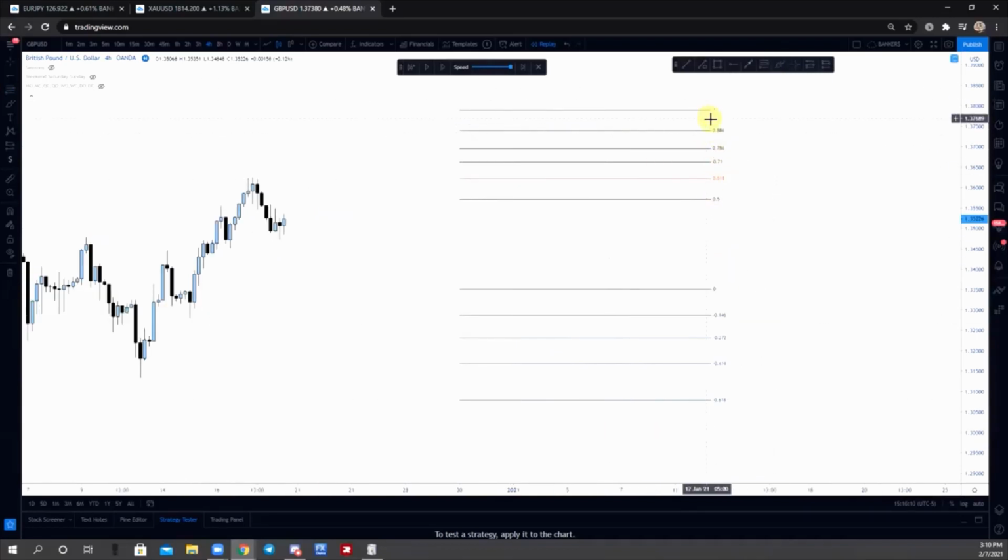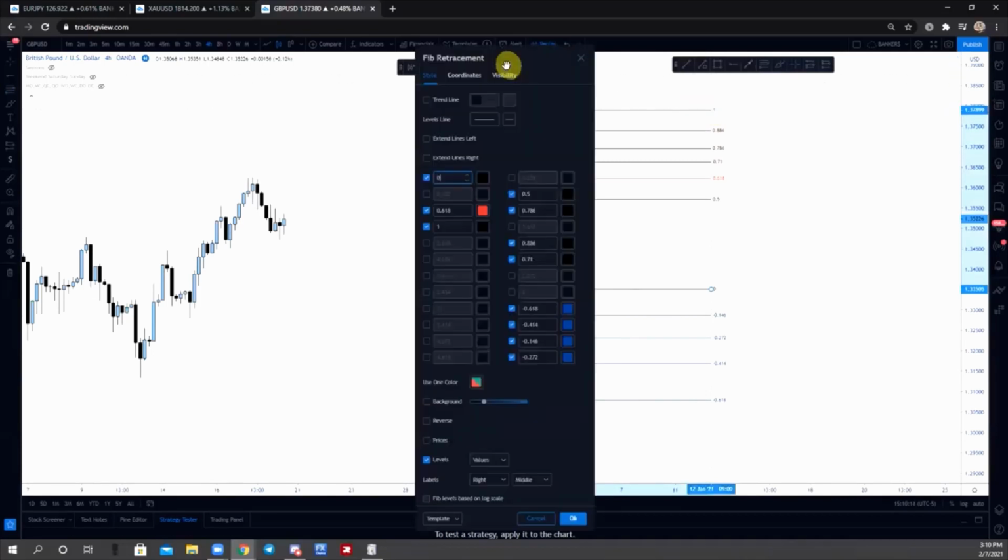I will also share with you my fib settings. So if you would like to duplicate the exact settings that I use, you have them here. There's a number of different things that you can do with these settings. You can add a trend line. You can change these levels. I normally use dotted lines. That way it keeps the chart for me a little bit simpler and less cluttered.